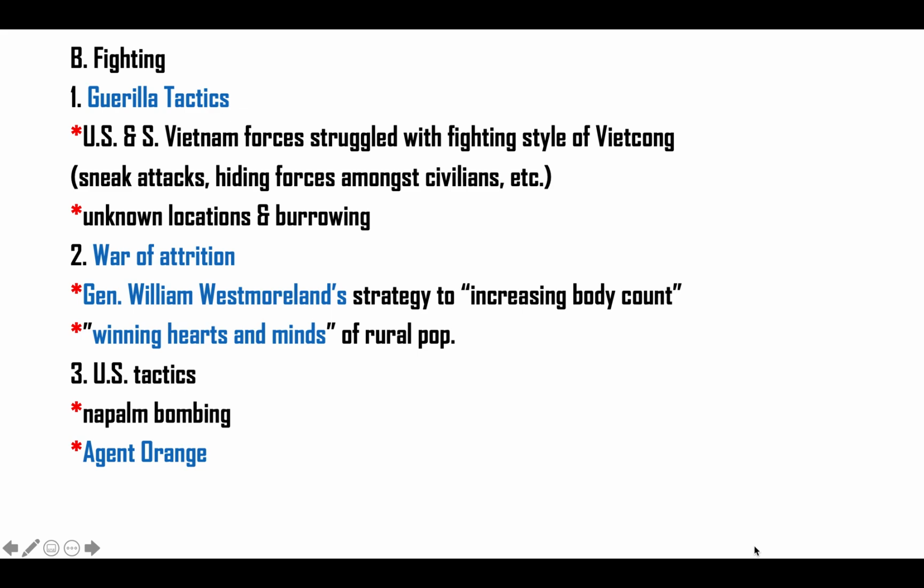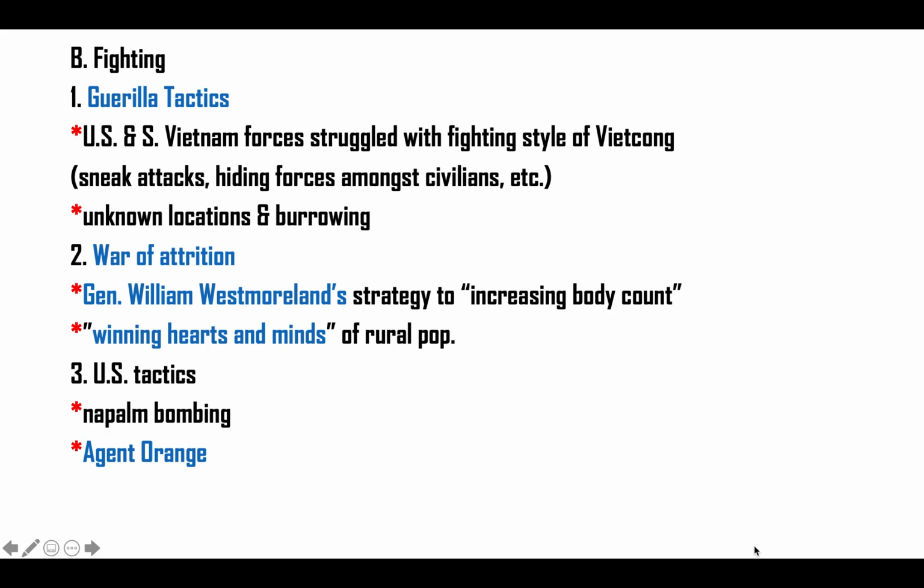And the other thing too is that he also called for winning the hearts and minds of the rural population of South Vietnam, because they were the ones that were maybe in his mind more apt to become communist. And he said, if we can show them that we're here to help them, maybe they will help us in return.